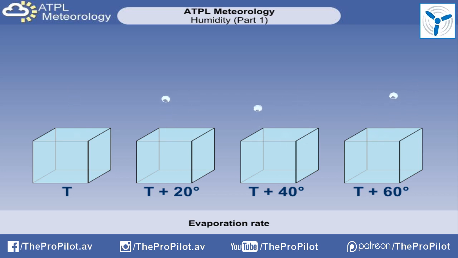During evaporation, latent heat energy is absorbed from the surface and stored in the water vapour. Evaporation from a water surface will occur at any temperature above absolute zero, minus 273 degrees Celsius. But the rate of evaporation increases as the temperature increases. This is because as temperature increases, the water molecules have more energy and are more likely to change state.